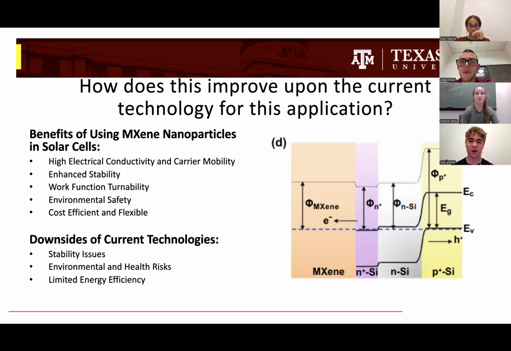Some downsides of current technology are stability issues from light damage, water damage, and heat damage. Environmental and health risks by being made of toxic materials or being made in a non-sustainable way, and it has limited energy efficiency. And the MXene nanoparticles in solar cells improve on all of these.